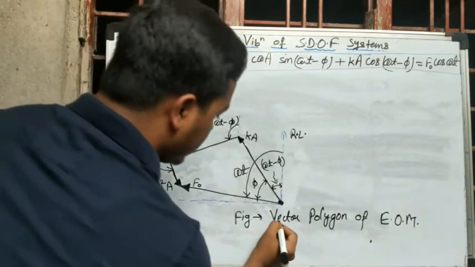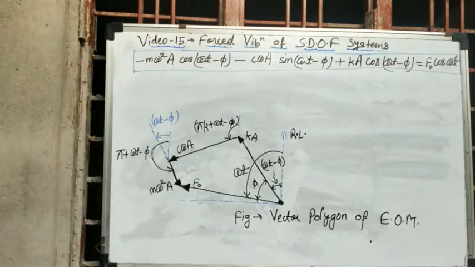So this is the end of the video number 15. In this video we have drawn the vector representation and vector polygon for the system of forces present in the equation of motion of a damped harmonically excited spring mass system with single degree of freedom. Thank you.